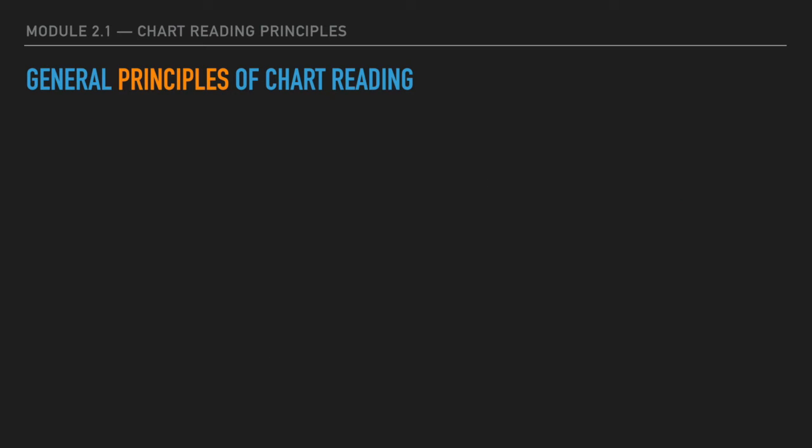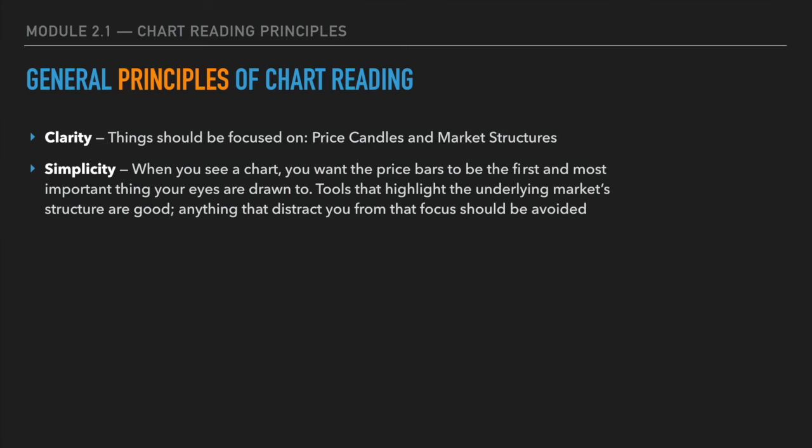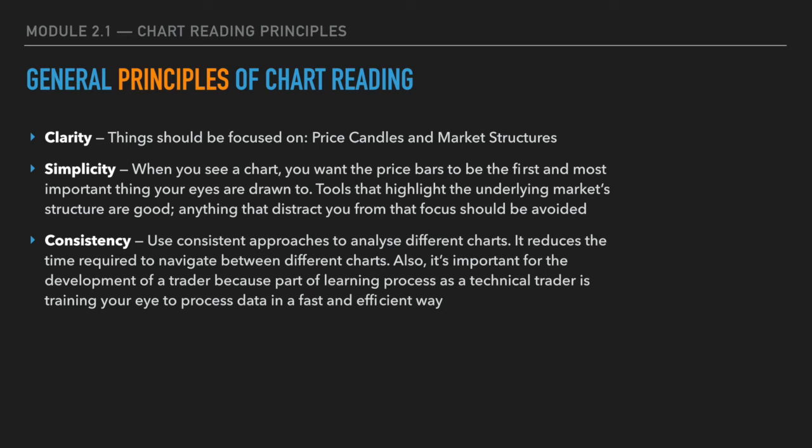Next, there are 4 general principles of chart reading. First, clarity. You should always focus on price candles and the market structures before anything else. Second, simplicity. When you see a chart, you want the price bars to be the first and the most important thing your eyes are drawn to. Tools that highlight the underlying market structures are okay. However, anything that distracts you from the focus should be avoided. Third, consistency. You need to use a similar, consistent approach to analyze different charts. It saves your time and gives you more efficiency.